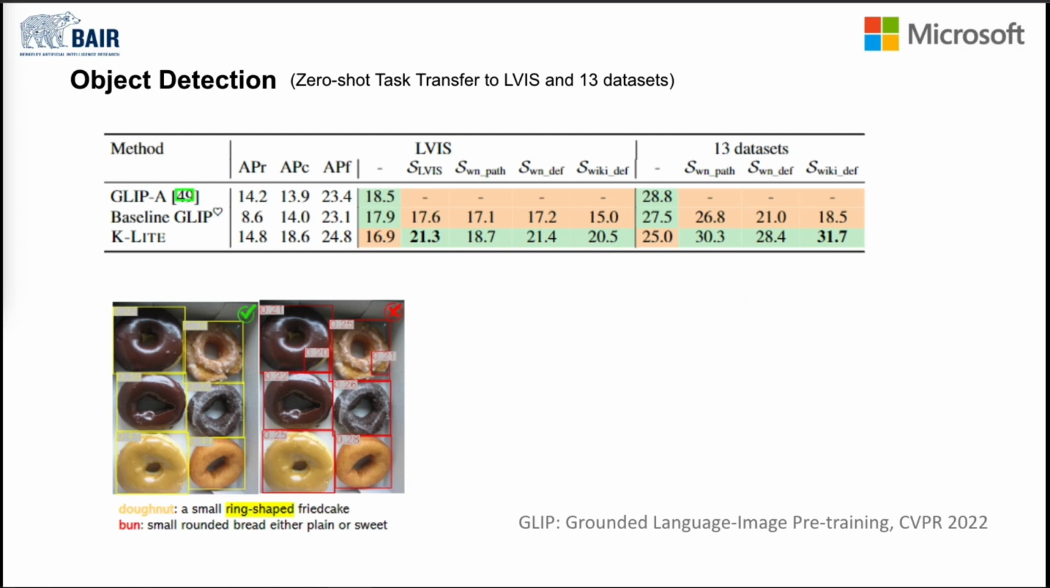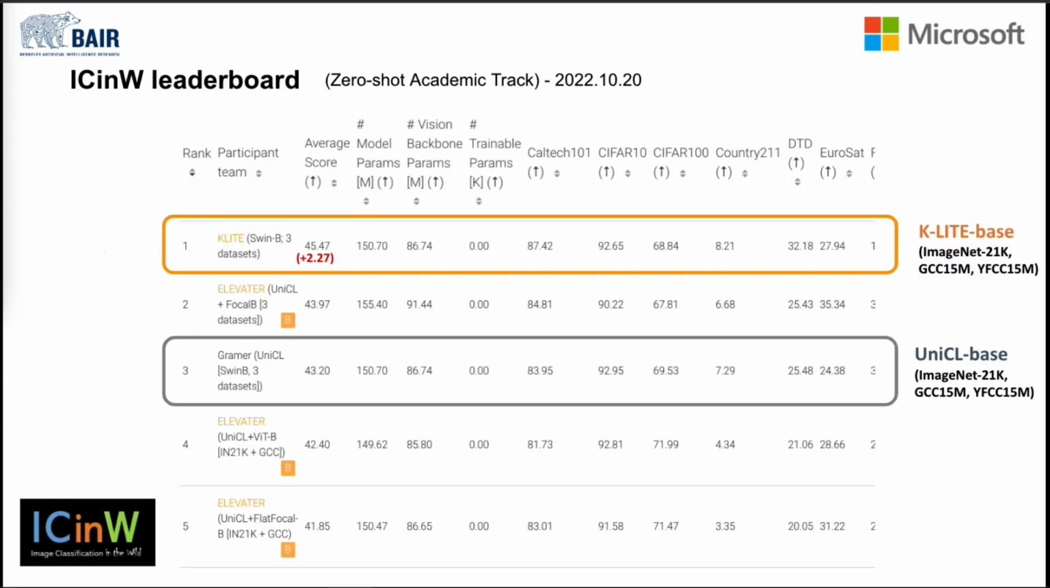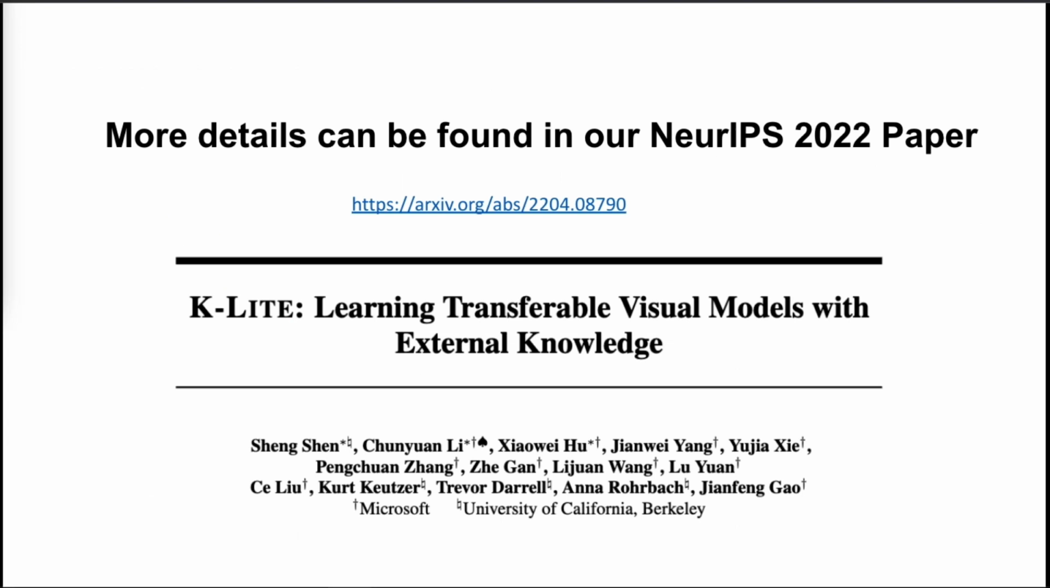When adding external knowledge for DetCLIP pre-training, it also improves object detection on both levels and certain downstream datasets, evaluated with zero-shot task transfer. When scaling data to the largest academic dataset and the model to a Swin-based one, K-LITE achieves the top performance on the zero-shot academic ICinW challenge, which improves UniCL by 2.27. More details can be found in our NeurIPS 2022 paper. Thanks everyone.